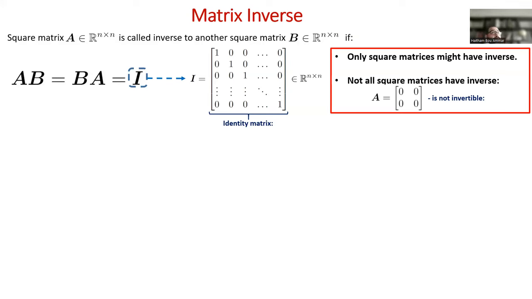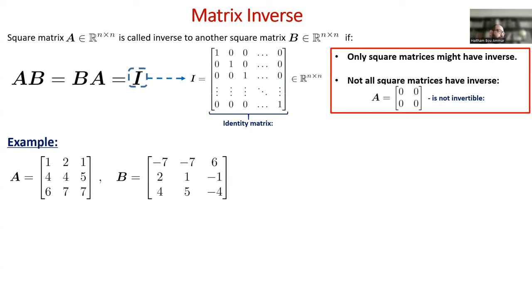Notice there's a property when matrices are invertible: the rows and the columns need to be linearly independent. If you missed what linearly independent means, please go back to the first lecture, where we talked about linear independence of vectors. If the rows and the columns are linearly independent, then we can find an inverse to that matrix.